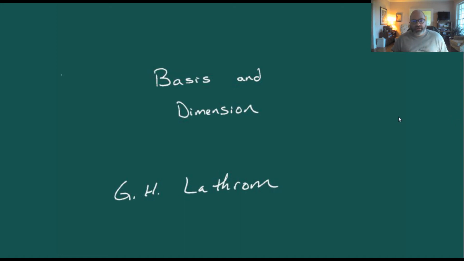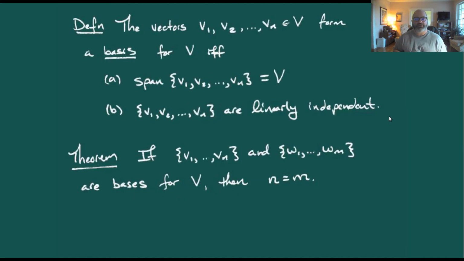Greetings everybody. Let's take a look at basis and dimensions for vector spaces. So if we've got the vectors v1 up to vn, these form a basis if and only if the span of those vectors gives us the entire vector space, and our v1 up to vn are linearly independent.